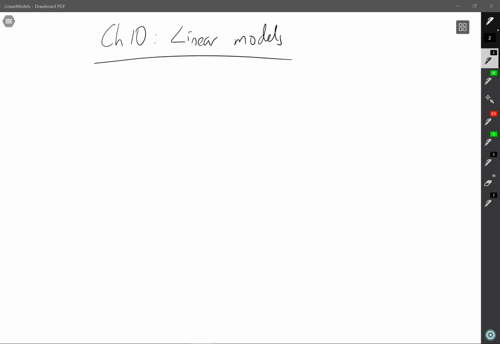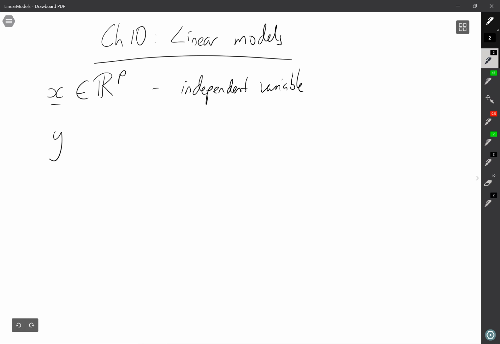So this chapter is about linear regression methods. Just as before, we're going to assume that we have some variable x, which is in Rp, and this is our independent variable, we're going to call it now. In this chapter, we're also going to assume we've got a response variable y, which, to begin with, in this first video, I'm just going to assume is a scalar. This is a response variable.